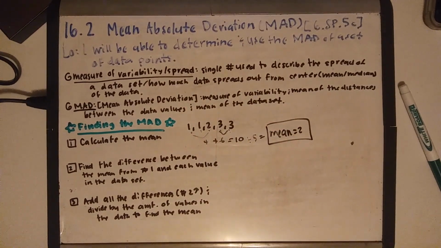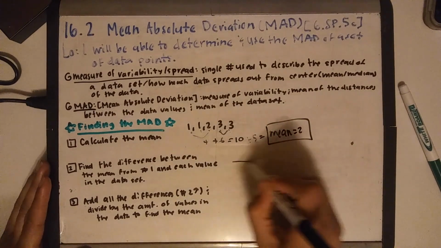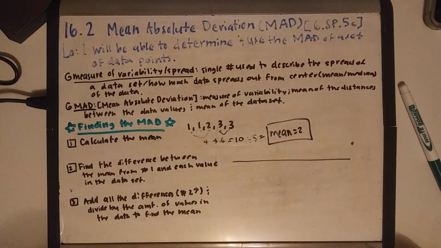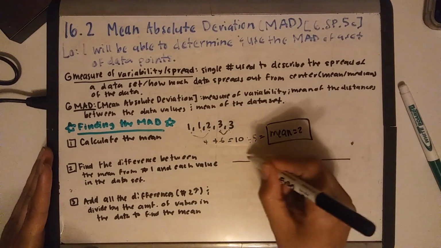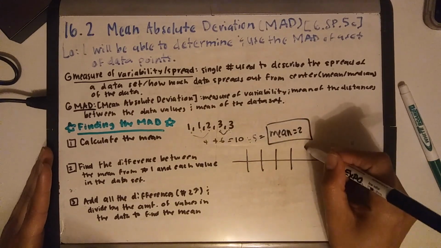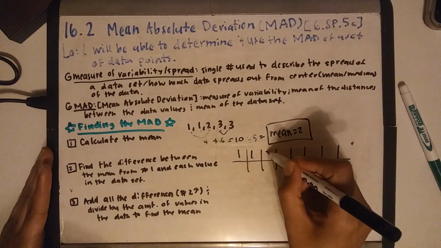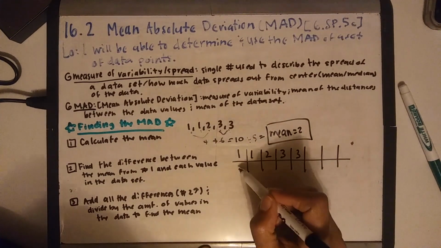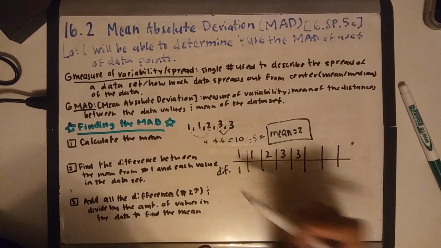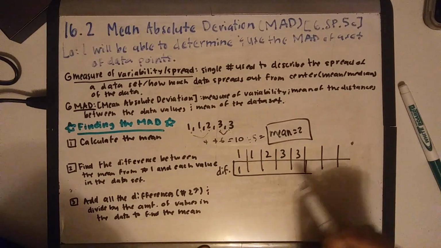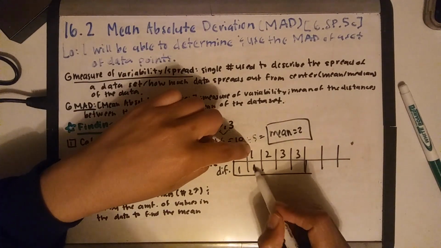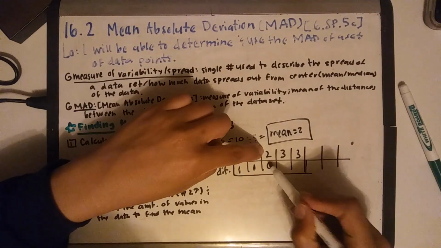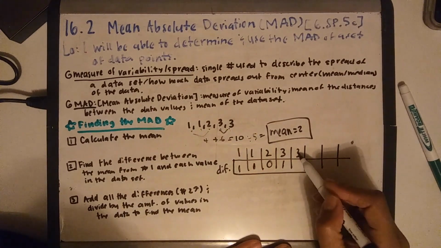And then what you're going to do is find the difference between each of those numbers and the mean. So I'm going to do a little table. I think the book does it like that. I personally wouldn't do it that way, but just so you can see, okay? I have 1, 2, 3, and 3. Let's look at the difference. What's the difference between 2 and 1? 1. Or the distance, you can think about it that way. What's the difference between 2 and 2? Nada. 0. And what's the difference between 2 and 3? 1. And 2 and 3 is 1.